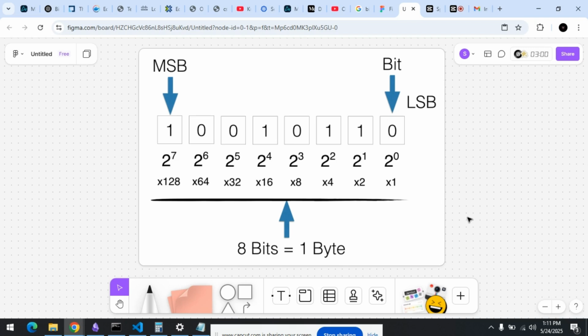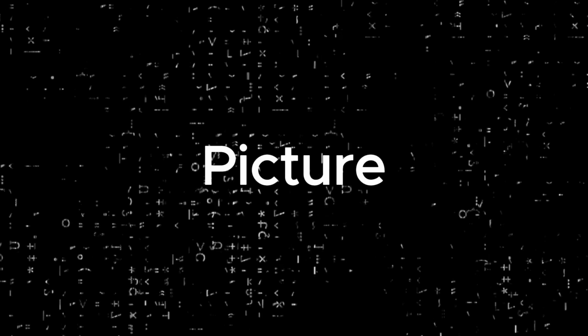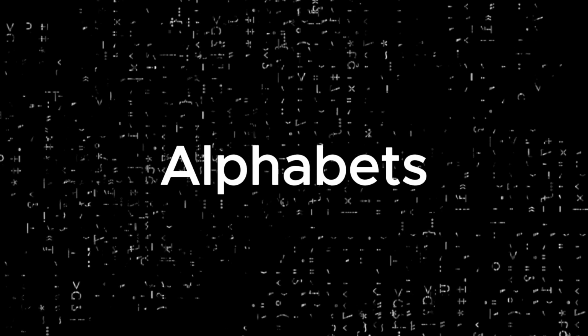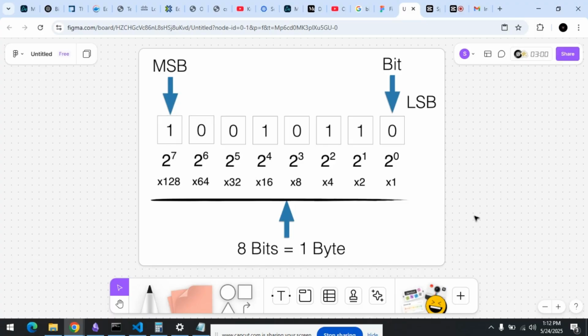everything, all the data in the computer, is stored in bits. Every single thing in our computer is stored in bits and binary. No matter what it is, whether it's a picture or characters, alphabets, numbers, all of that is stored in binary bits, converted into machine language.